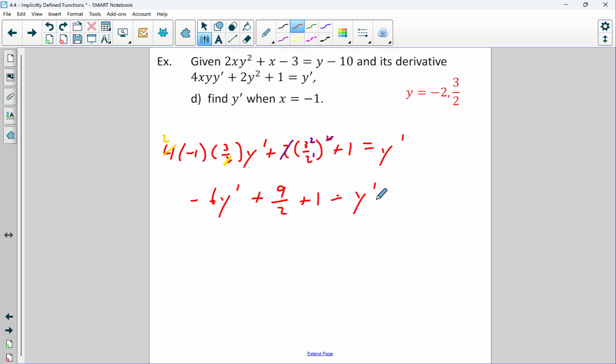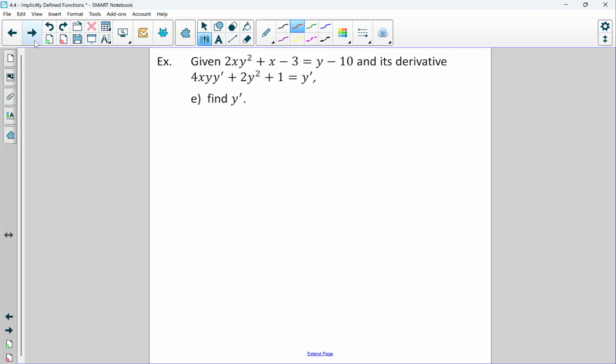I'm going to go ahead and move this over here to make it 7y prime. And then I have 9 halves plus 1, which is really 9 halves plus 2 halves, which is 11 halves. Dividing by 7, I get y prime equals 11 over 14. Final answer.